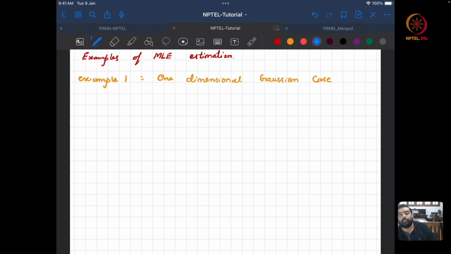We directly took the multidimensional Gaussian. I'll come to that just to give you an intuitive idea of how the solution looks like. Okay, now we will explicitly take this.